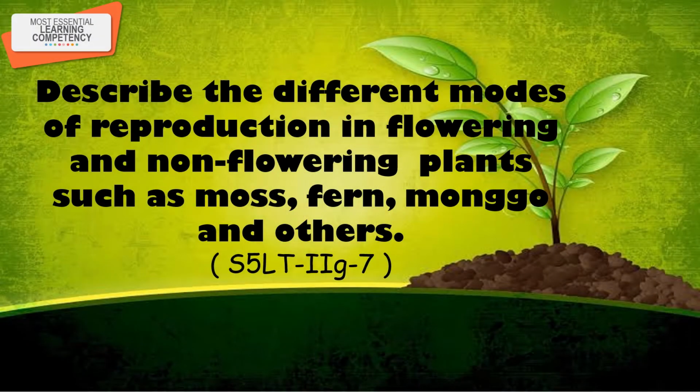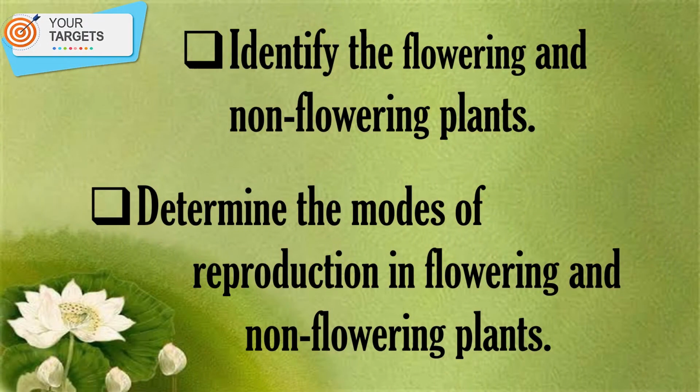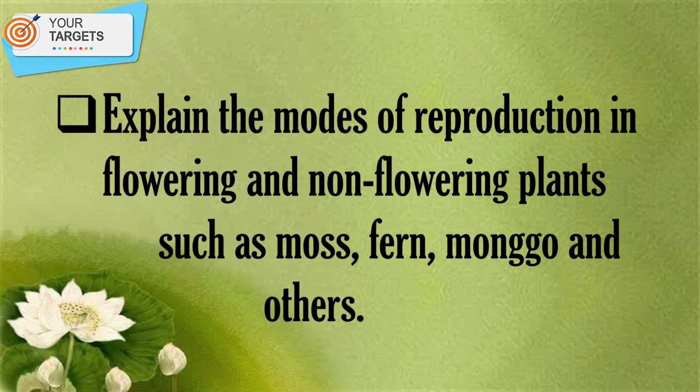In this video lesson, we will learn to describe the different modes of reproduction in flowering and non-flowering plants, such as moss, fern, mango, and others. Our targets for this video lesson are: identify the flowering and non-flowering plants, determine the modes of reproduction in flowering and non-flowering plants, and explain the modes of reproduction in flowering and non-flowering plants such as moss, fern, mango, and others.